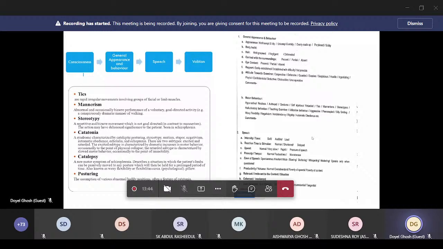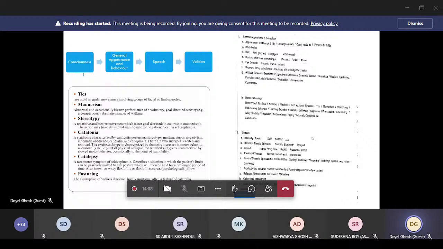Then coming to motor behavior, what was the motor behavior? Was it within normal limits, or was there hyperactivity, restlessness? There is a difference between hyperactivity and restlessness. Hyperactivity is overactivity which is goal directed, and restlessness is overactivity which is non goal directed.